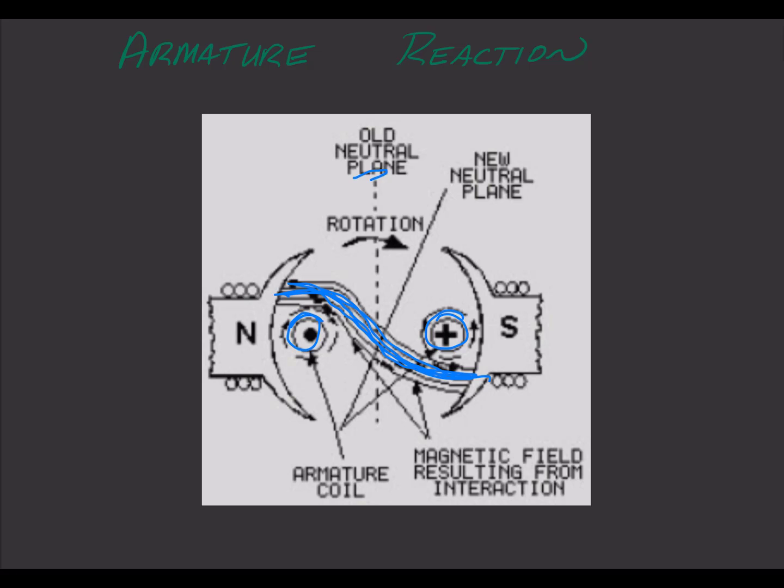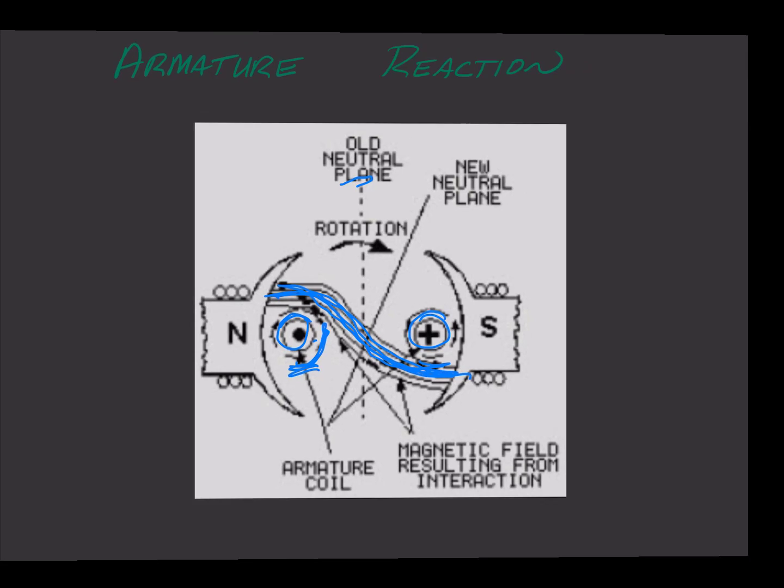Remember, our current through the armature coil varies, right? The more load that I have on the generator, the larger the current flowing through the armature. That's going to change the size of these magnetic fields. It's going to change the way the armature is shifted. The armature reaction will not be the same for all loads of the generator, and that is the problem. So what are we going to do about it?